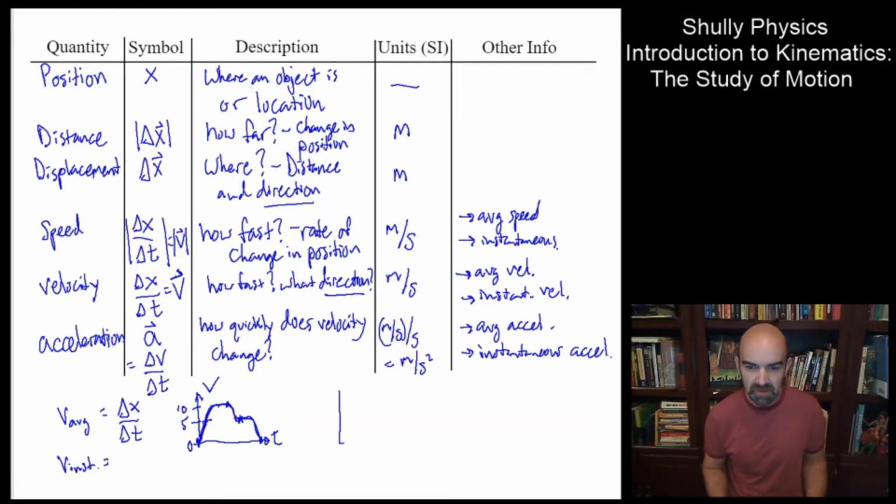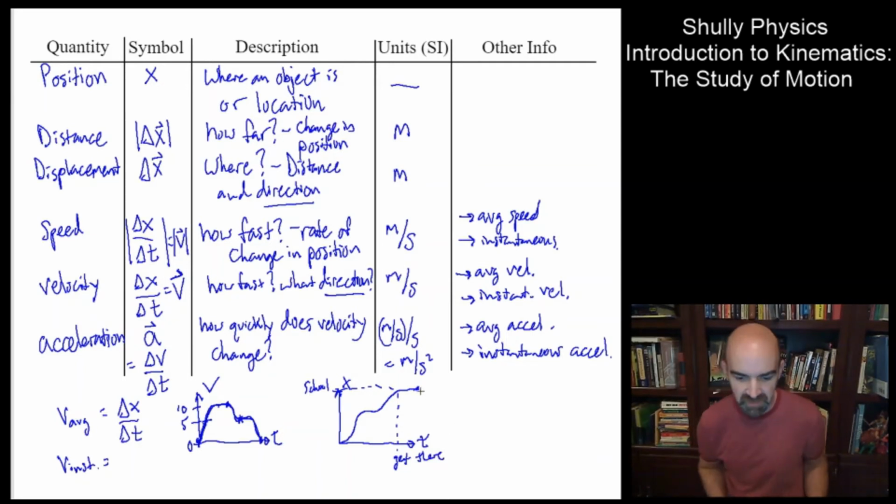But on a position time graph, going to school may look something like this. So you end up at school this far away, wherever school is. It's at a position, and you get there at about this time. We'll say the time that you get there.